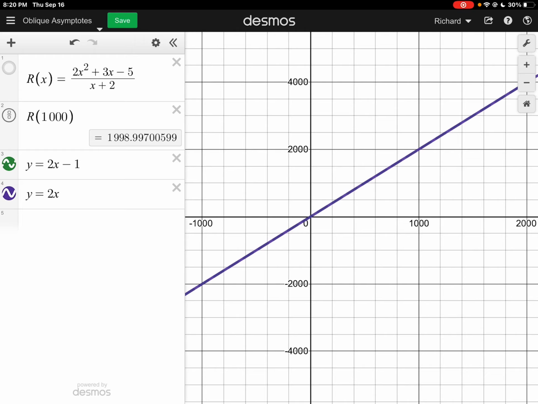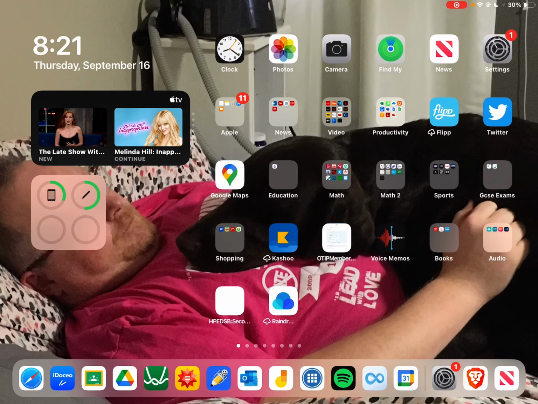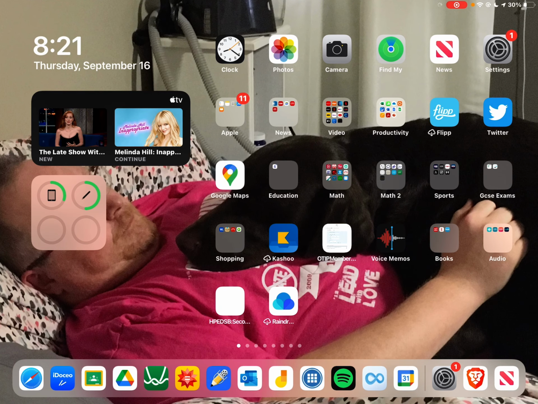So if you look at the x-axis, it goes 0, then 1,000, then 2,000. The y-axis is going up by 2,000s. So globally, 2x minus 1 and 2x are the same thing. But locally, they're not. And this is what relates to oblique asymptotes.